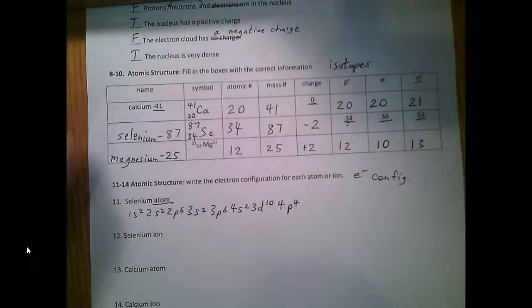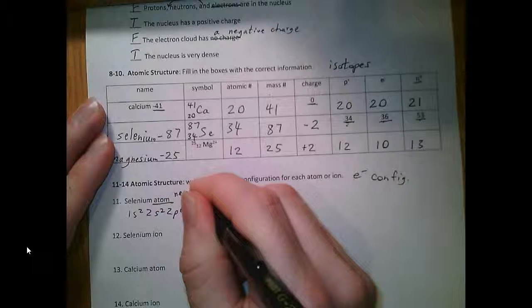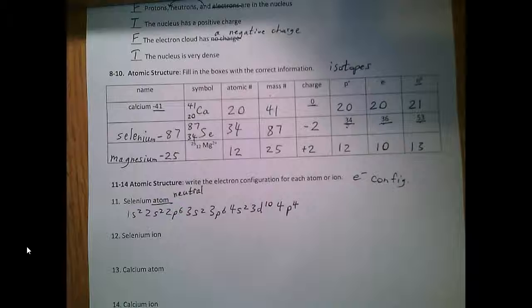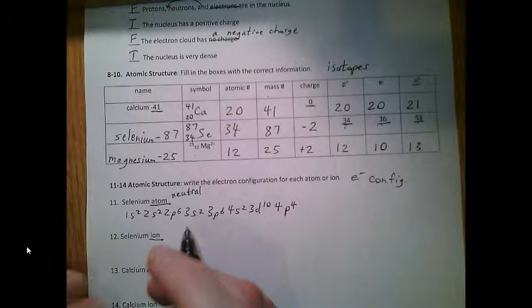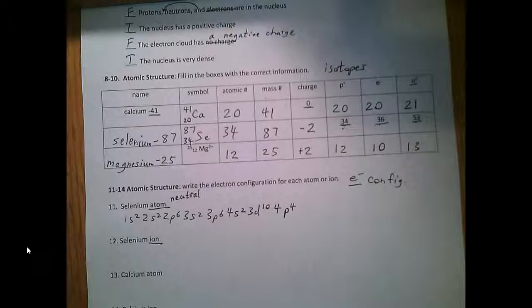An atom means neutral. That means our electrons are going to be the same as the atomic number. You've got the same number of electrons you would expect. But if it says ion, that means it's not going to have the same number of electrons and protons. And this is always talking about the number of electrons. So let's look at selenium and try to decide what would be different about the ion.